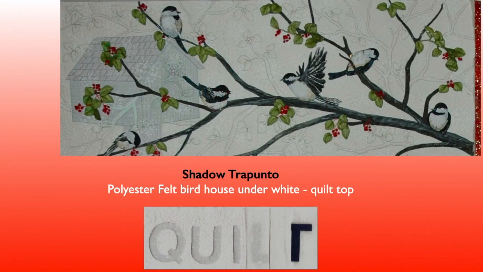Here's a really fun technique if you've never tried it or never heard of it, called shadow trapunto. When I made the chickadee block, I really wanted my chickadees to be the star, but I was trying to have enough variety in each of the blocks to put other little supporting cast images in there. So this one wanted to have a birdhouse. But that birdhouse I didn't want to overshadow my little chickadees, so it's made with a shadow trapunto technique.